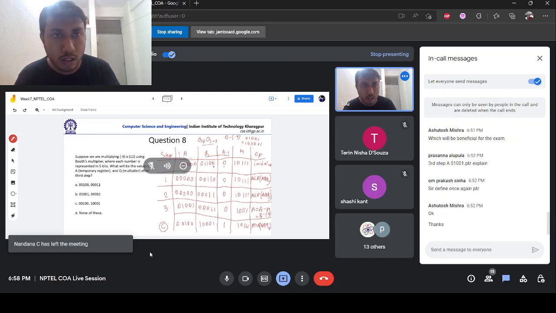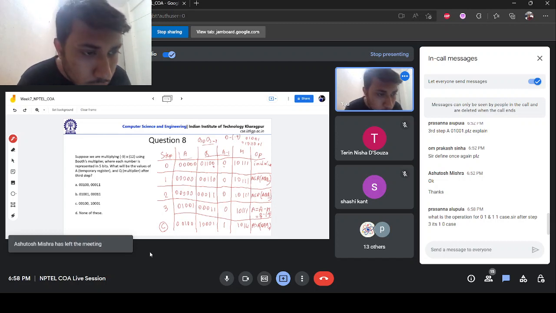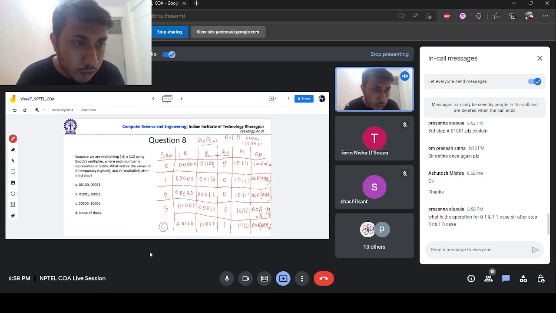Clear now? So what is the operation in case of 0 1? After step 3 it is 1 0. Yeah, after step 3 it is 1 0.